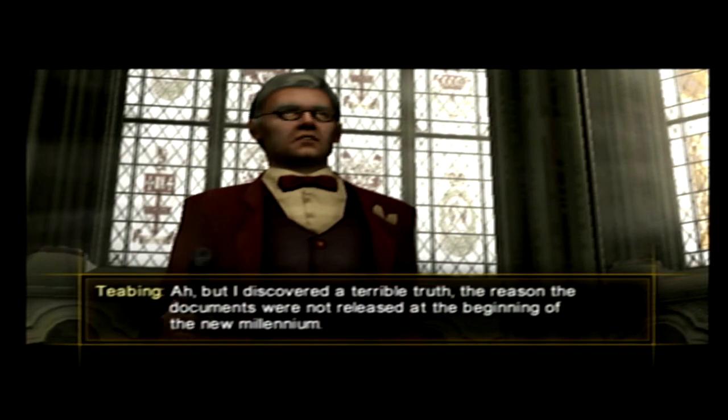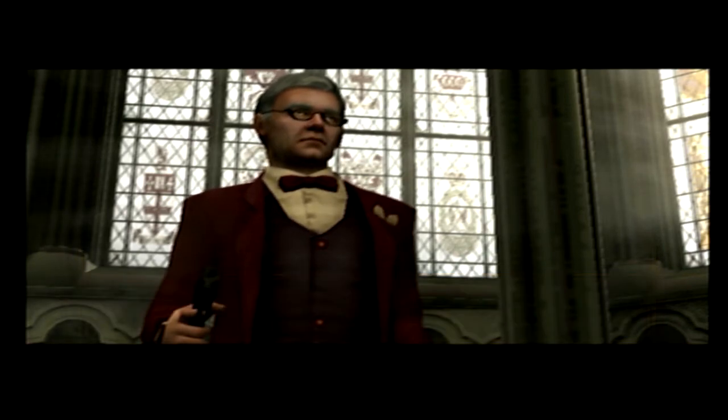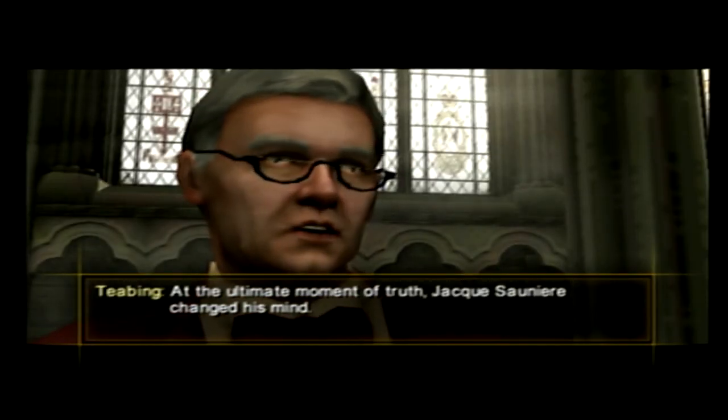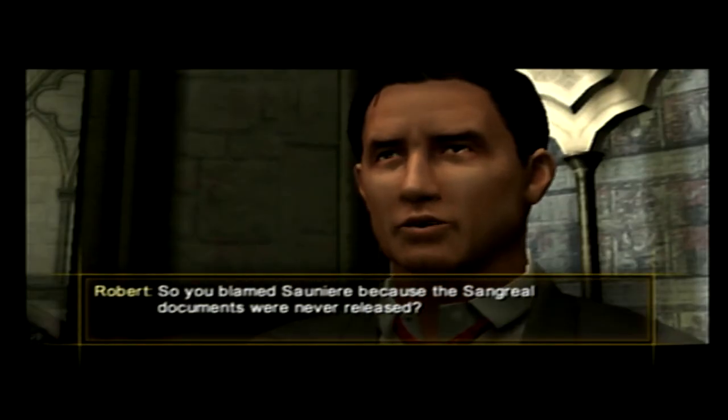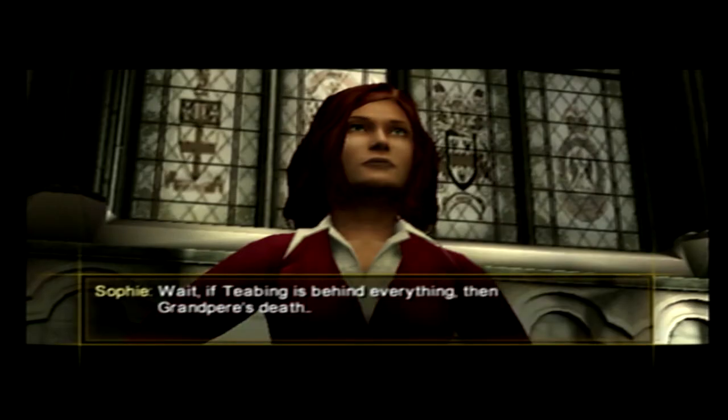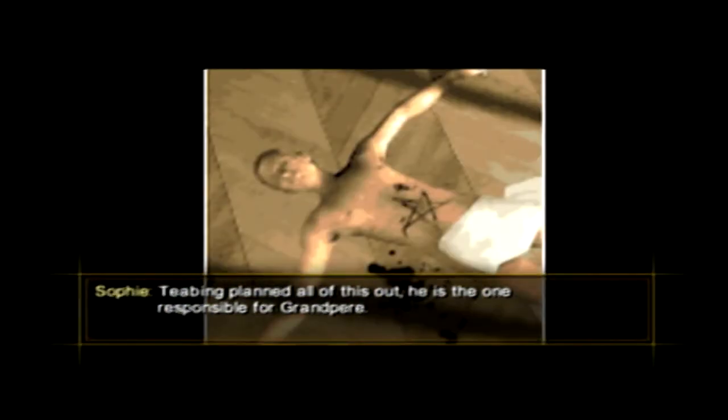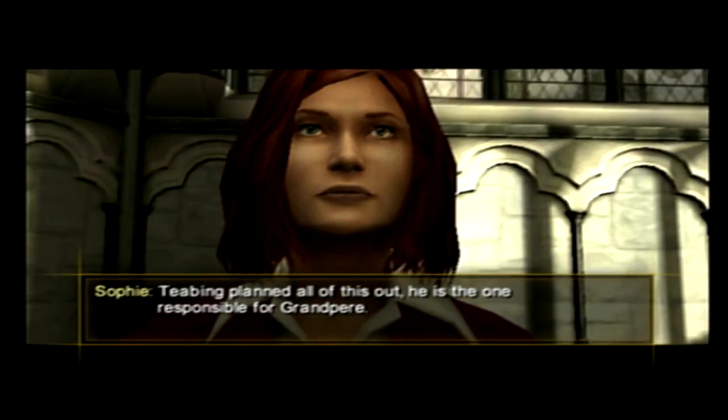Ah, but I discovered a terrible truth. The reason the documents were not released at the beginning of the new millennium. At the ultimate moment of truth, Jacques Saunier changed his mind. So you blame Saunier because the Sangreal documents were never released? Wait. If T-Bing is behind everything, then Grandpère's death... T-Bing planned all of this out. He is the one responsible for Grandpère.